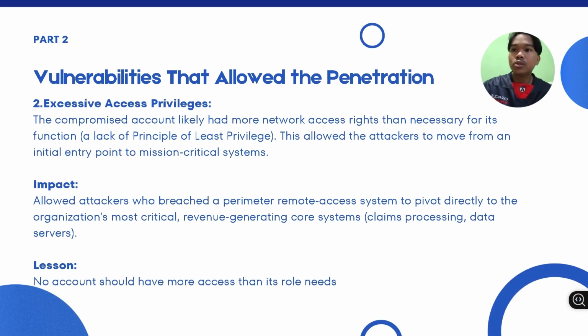The second vulnerability was excessive access privilege. The compromised account likely had more permission than required for its actual job role. This indicates a failure to follow the principle of least privilege, which states that users should only have access necessary to perform their tasks. Because of this excessive privilege, the attacker was able to move from the initial remote access point to critical systems such as claim processing servers and data repositories. The lesson from this vulnerability is that access rights must be carefully controlled and regularly reviewed to prevent attackers from moving freely within the network.